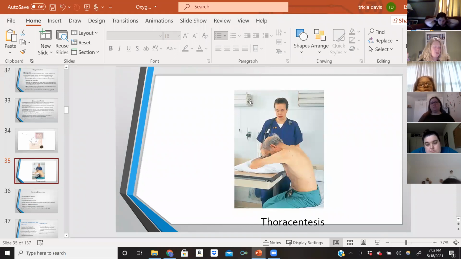So we can do thoracentesis at the bedside. I have seen it done at the bedside in emergent situations. Normally we send them down to what we call IR, which is interventional radiology, and they do it down there. But when they do it at the bedside, this is the position that they put the patient in. And usually when they're in IR, they're also in this position too.